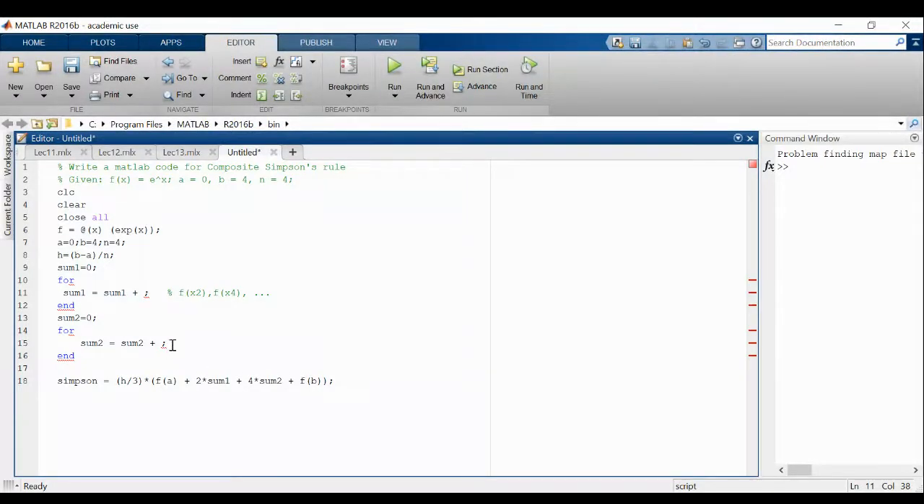And now what was sum 2? If you remember the 3 points x naught, x1, x2, so what was this? x naught plus 4 times f of x1, so it was f of x1 and then f of x3 and so on.